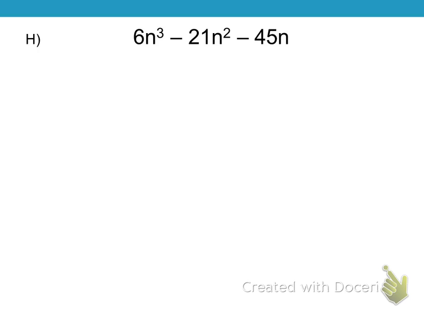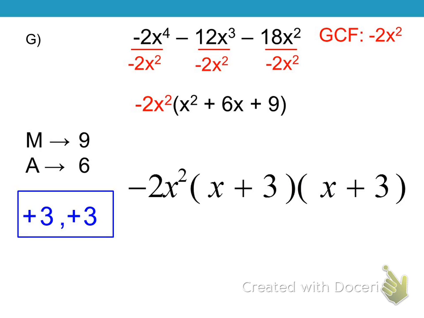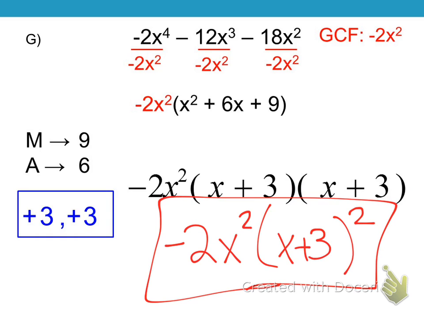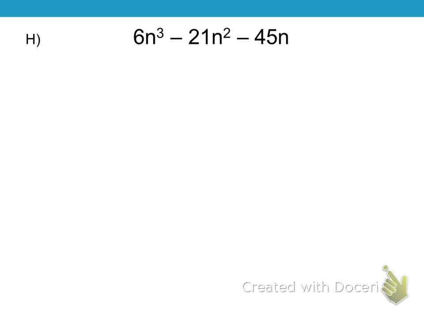Yes. So would another way to write the answer for G be negative 2x squared times x plus 3 squared? Yes. If you want to be real fancy about it, you could write it like this. There was a question, could you write the x plus 3 in parentheses squared? And you most definitely can. All right, back to H.